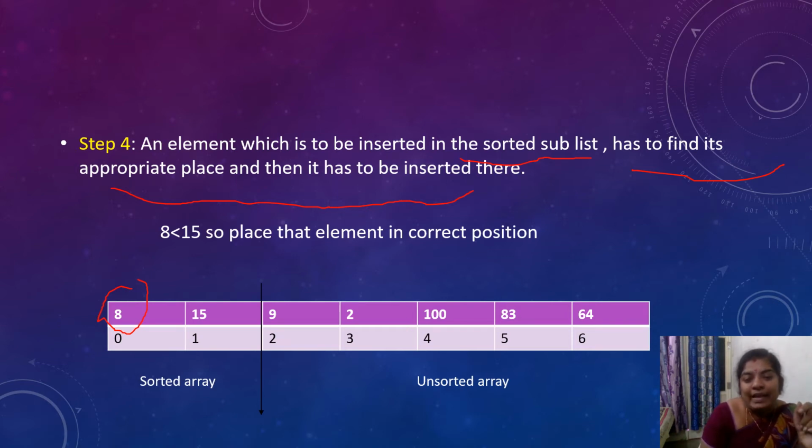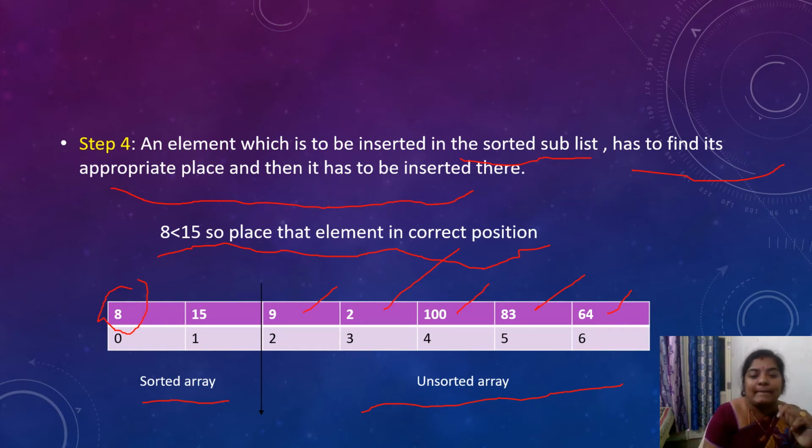Appropriate place, here it is. 8 is less than 15, so place that element in the correct position. So 15 comes after 8. So place 8 here and 15 here. And what are the remaining elements in the unsorted array after 8? 9, 2, 100, 83 and 64. So now this is the sorted array, and this can be treated as the unsorted array.